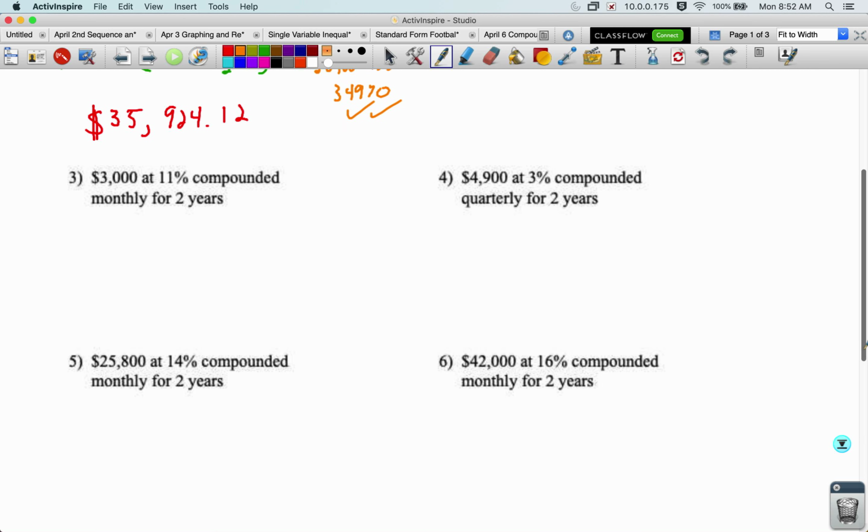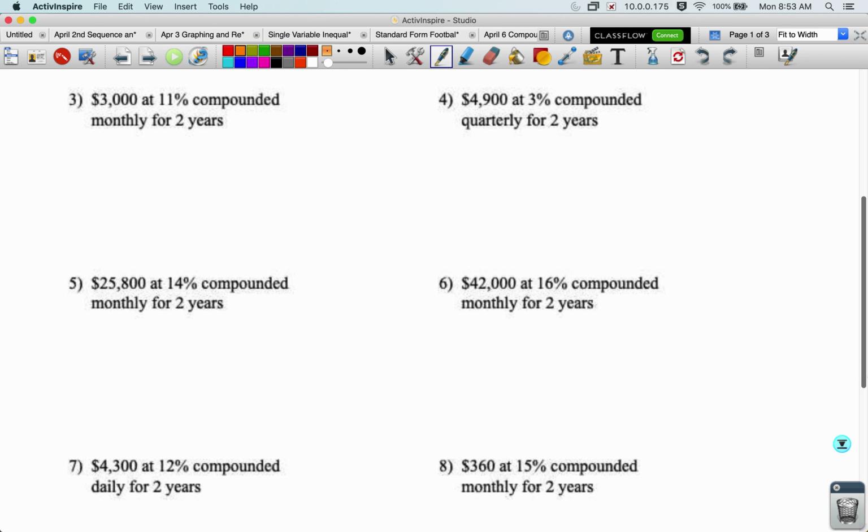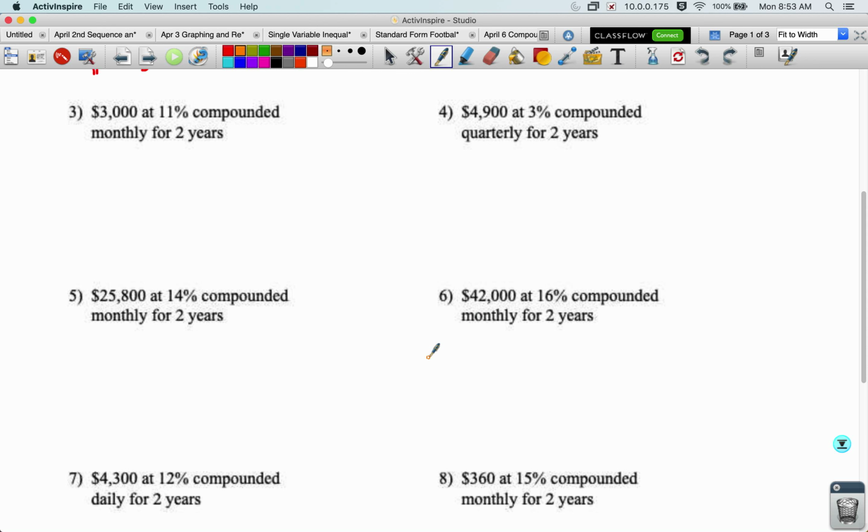All right, so we did semi-annually. Let's do one that is monthly. We'll do number 6. 42,000 times 1 plus 16% as a decimal is 0.16. Monthly is 12, for 2 years. Well, there's 24 months in 2 years. Plugging that into my calculator exactly as I see it, raising it to the power of 24 because I did that step in my head, and I get $57,717.19.